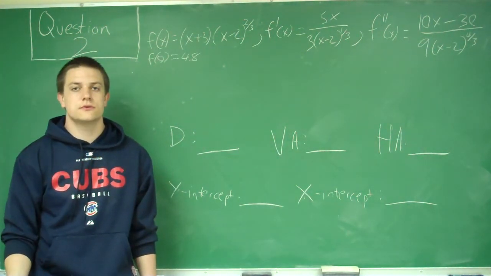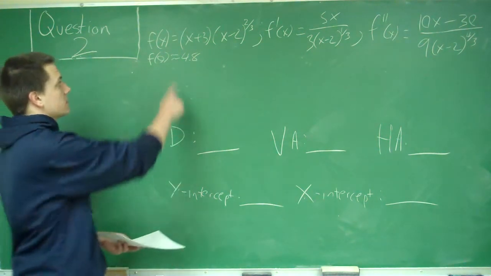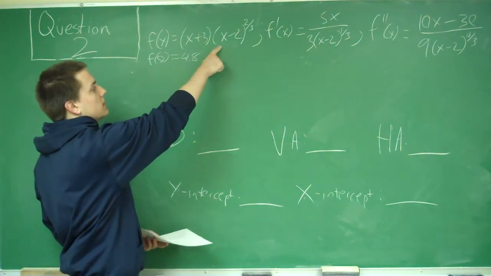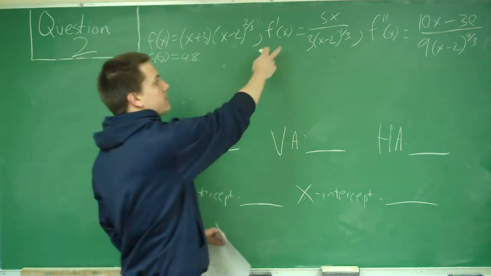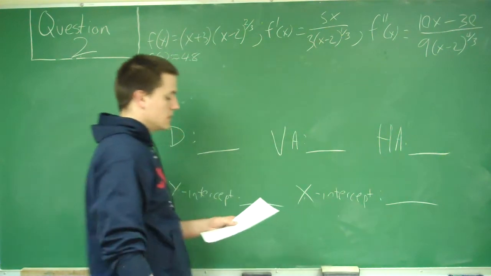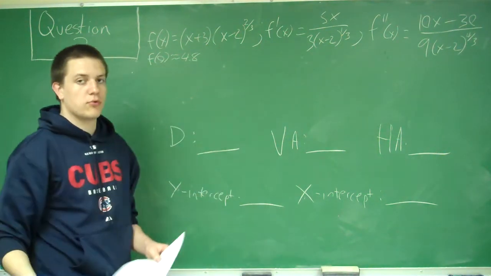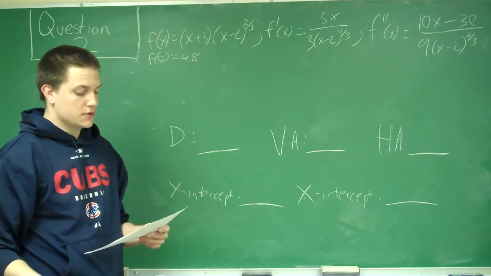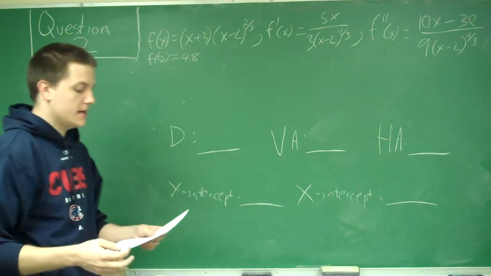Alright, this is question number 2 from the free response. It gives us a function f of x equals 3 times quantity x minus 2 raised to the 2/3, as well as its derivative and its second derivative. It also tells us that f of 0 is approximately 4.8. So the first one asks us for the domain of the function.